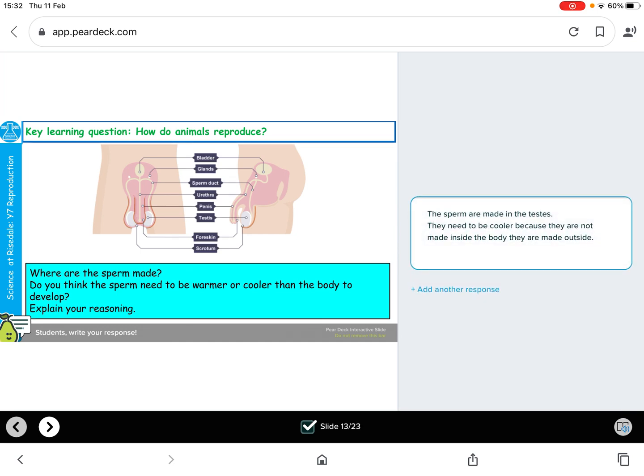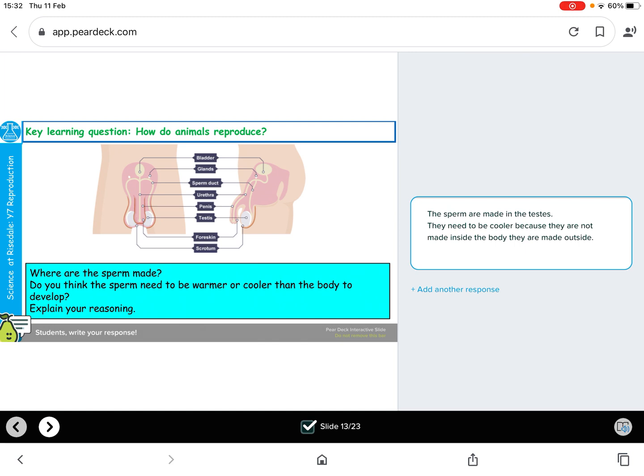So I've mentioned the answer to this a couple of times. Sperm are made in the testes. The testes hang outside the body in a bag of skin called the scrotum, and they hang outside the body to stay at a cooler temperature than the rest of the reproductive system. This allows the sperm to develop properly.